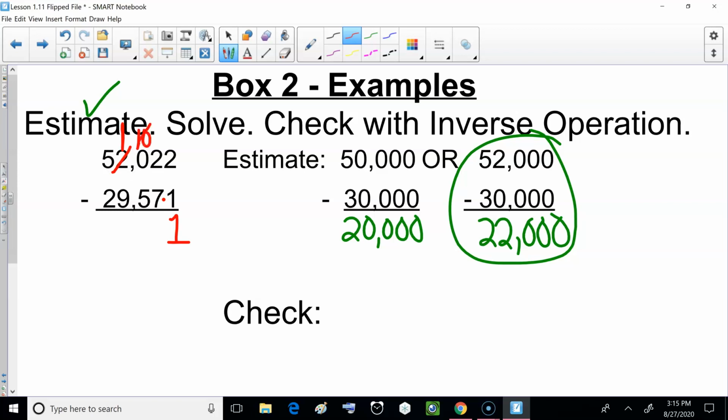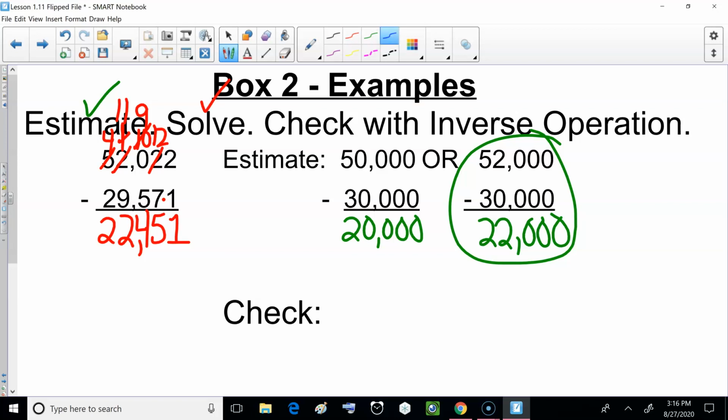But I'm not done yet. I need to trade one of those hundreds in, and that would give me 10 tens to add to the 2 I already have, so that would make it 12 tens. 12 minus 7 is 5. 9 minus 5 is 4. 1 minus 9, can't do that because there's more on the floor, so I need to go next door. Change my 5 to a 4. My 1, I get to add 10 more, so that would make it 11. Now 11 minus 9 is 2. And 4 minus 2 is 2. So I have an answer of 22,451. Now I've solved.